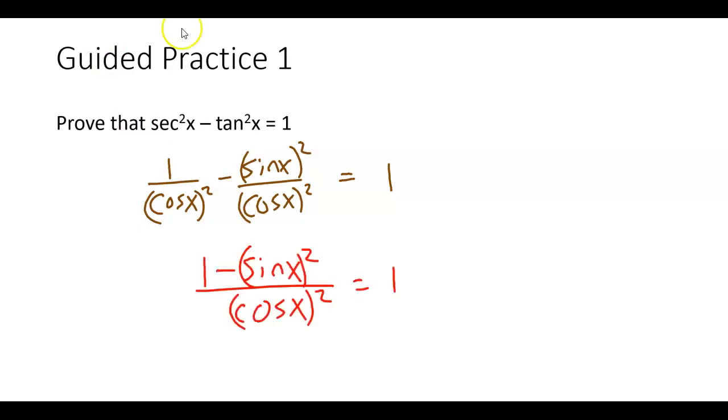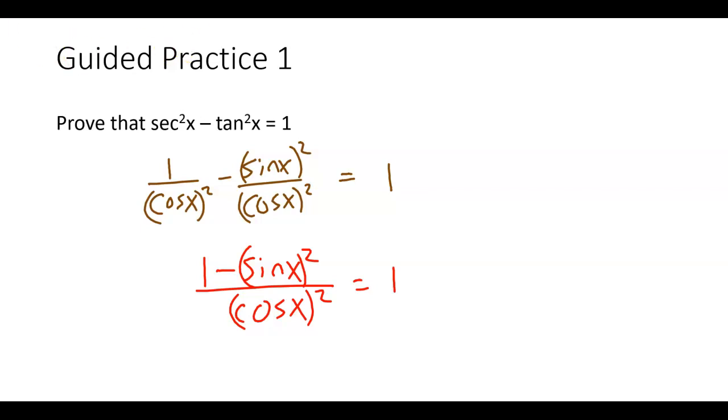Okay, so now at this point in the game, we now have a Pythagorean identity. I want you guys to go ahead and look at your chart and see if you can identify it. Okay, so pause the video here, and when you unpause it, I will show you what I would do.